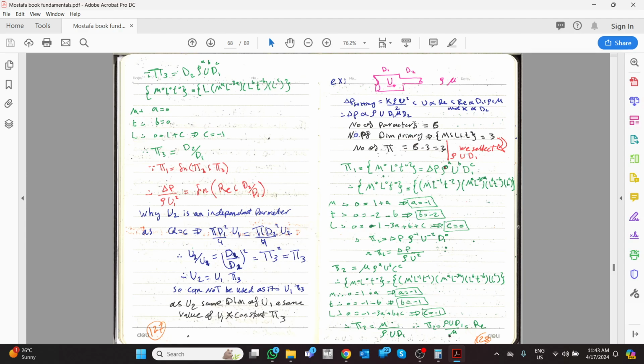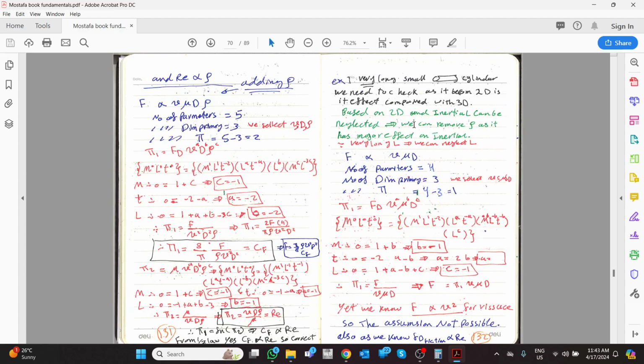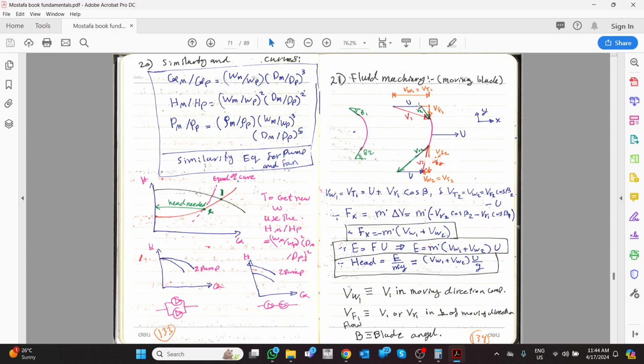This is the second example, and this the third example, and this is the fourth example.